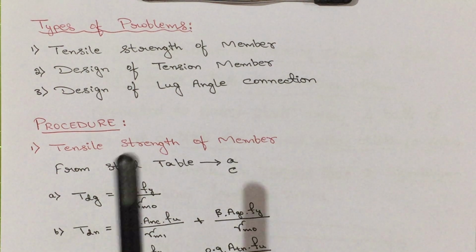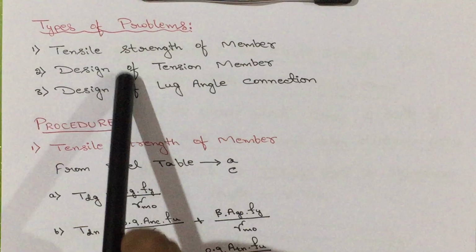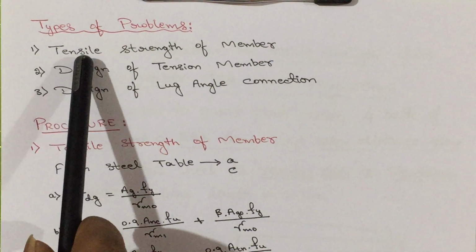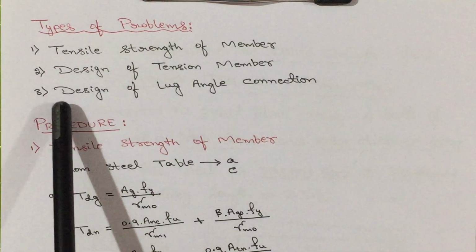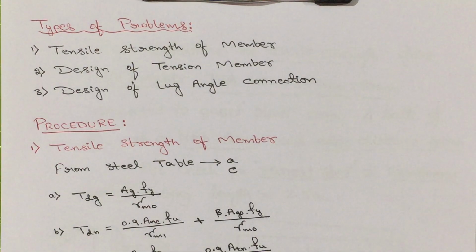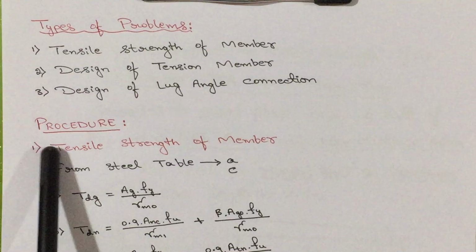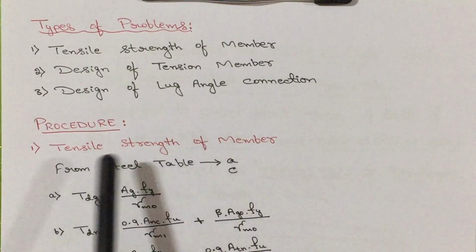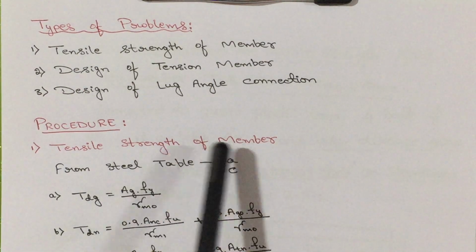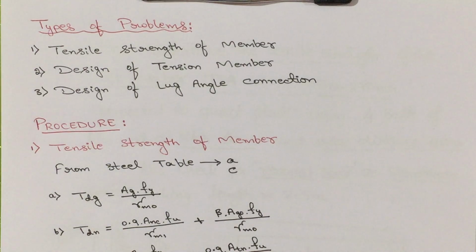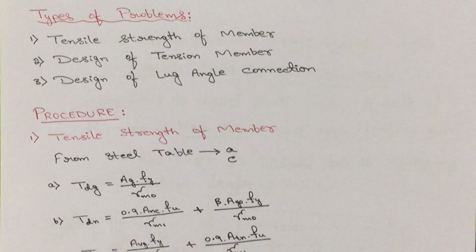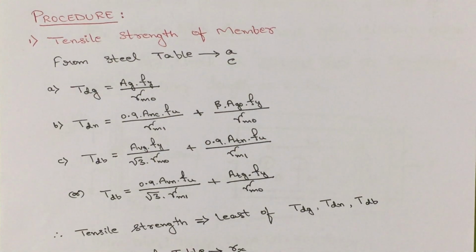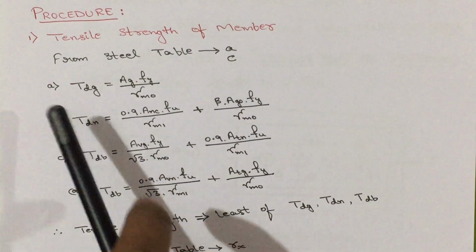As we discussed in the previous section, in this module we come across three types of problem: tensile strength of the member, design of tension member and design of lug angle connection. In this particular section, we are going to deal with the first type of numericals, that is calculation of tensile strength of the tie member or tension member. Before going into the numericals, let us look into the procedure. It is a simple procedure.